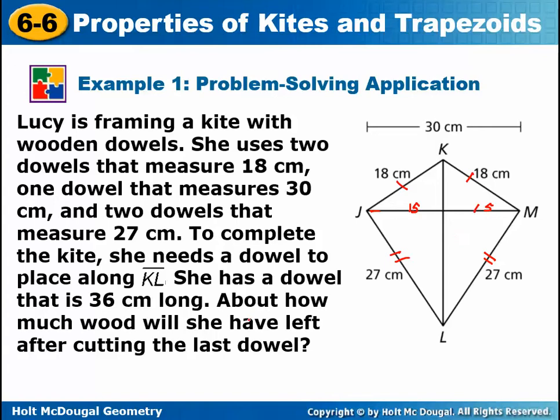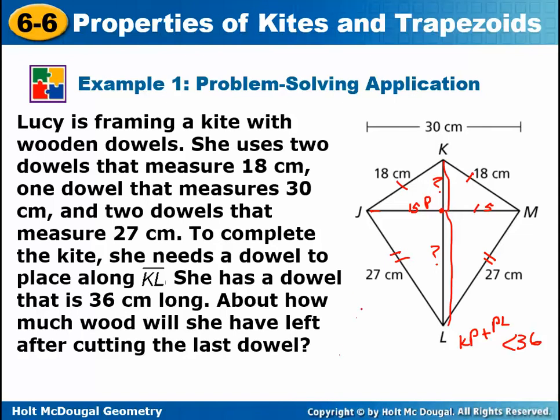Also, she has a dowel that is 36, and this question is how much wood will she have left after cutting the last dowel? So this plus this has to be less than 36. Let me call this point P. So KP plus PL has to be less than 36. So what we need to do is figure out what is this and what is this. All right, so let's figure that out.